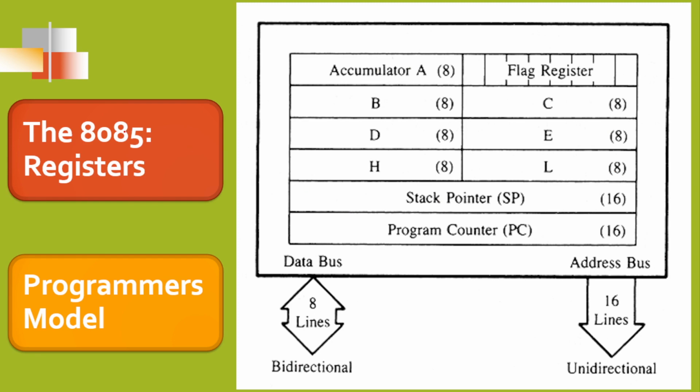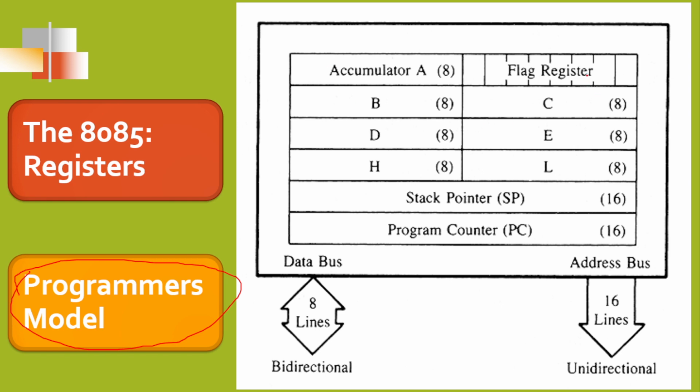Then the programmable registers, what are available here? The same thing is called the programmer's model. Programmer's model means whatever registers are available for the programmer to use while executing instructions and writing programs. So you know that the accumulator is an 8-bit register which is always available for arithmetic and logic functions.